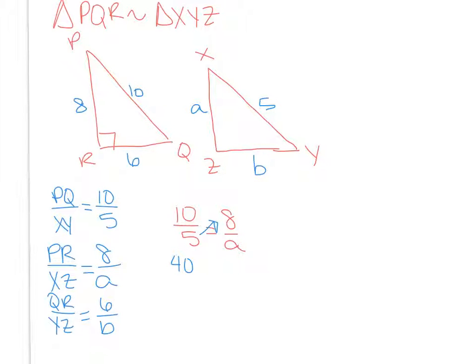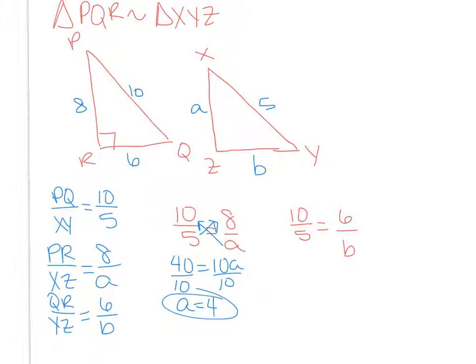5 times 8 gives me 40. 10 times A gives me 10A. Divide both sides by 10. So I know that A equals 4. I have found one of my missing sides. Okay, and we're going to do the exact same thing, except this time, instead of using 8 over A, we're going to use 6 over B. So let's use the 10 over 5 again, and I know that all of these ratios are equal, so I know 10 over 5 equals 6 over B.